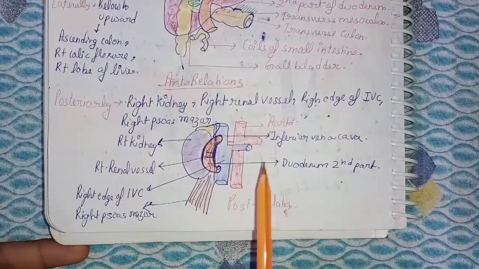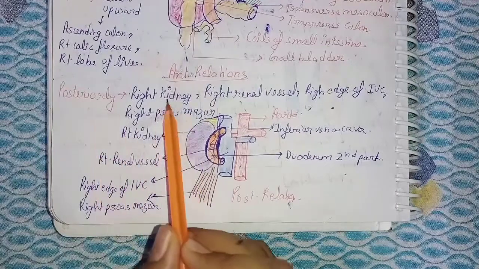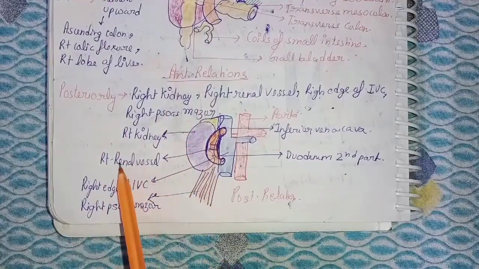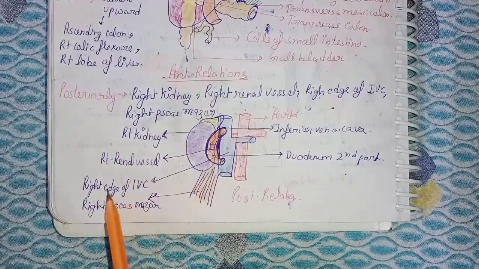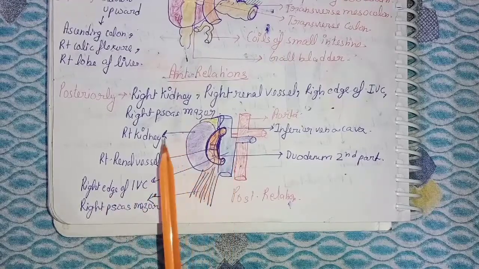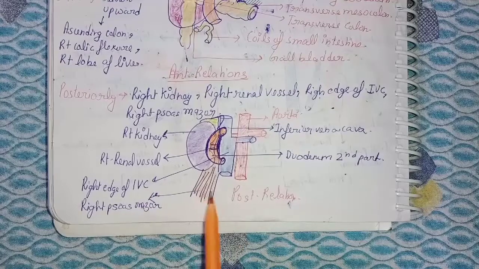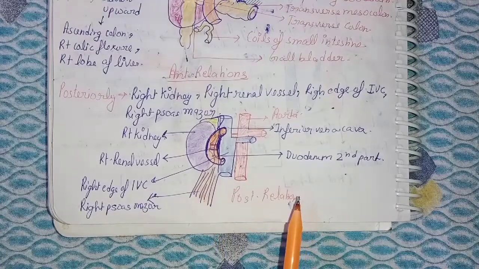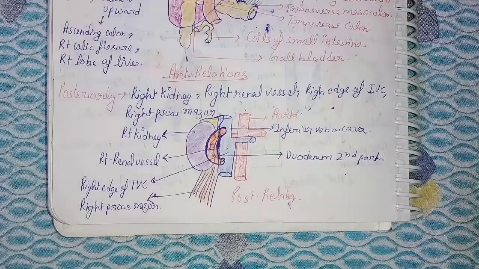Now coming to posterior relations. Posteriorly, right kidney, as you can see in the diagram, right renal vessels, right edge of inferior vena cava, and right psoas major muscle. This is the posterior relation of the second part of duodenum.